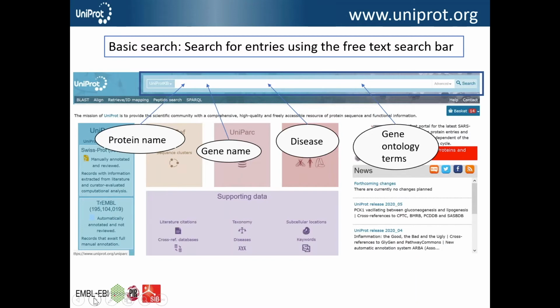Using the free text search bar at the top of the home page allows you to search entire protein entries using either a protein name, or you can search by gene name, disease, or if you know any ontology terms such as gene ontology terms. You can type in the accession number here or the terms directly, and this will bring up a list of all the entries that contain your keyword of interest.